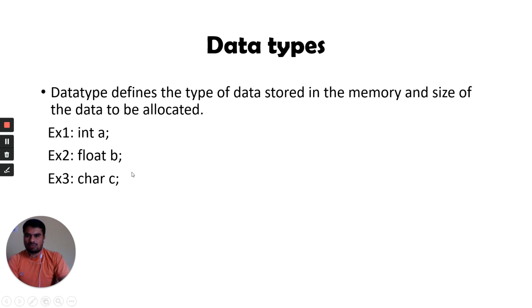So when we include this integer, float or character, when we declare, we call it a declaration. When we declare a variable as an integer, it sends a message to the compiler that 2 bytes of memory has to be allocated. When I say float, 4 bytes of memory has to be allocated. When I say character, the compiler will understand 1 byte of space can be allocated.